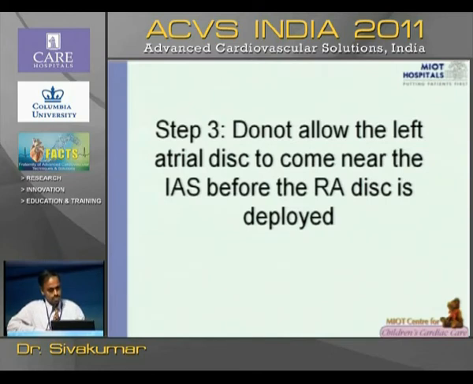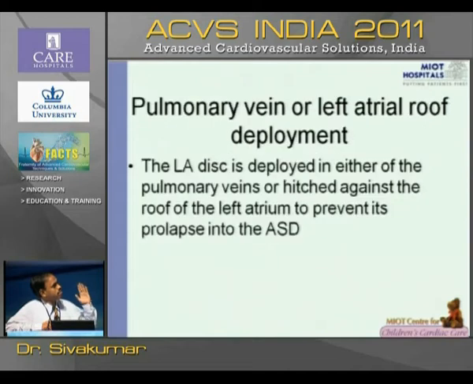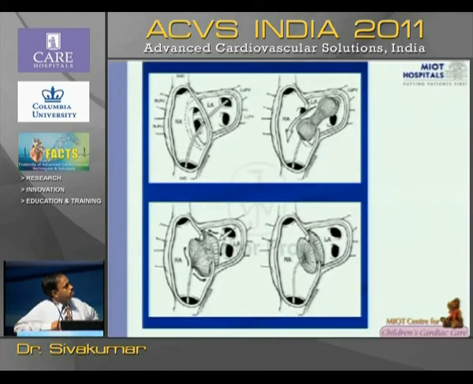So what were the strategies? Either deploy it within the pulmonary veins or deploy it far high in the left atrial roof, so that the left atrial disc is deployed in either of the pulmonary veins or hitched against the roof of the left atrium, and it prevents its contact with the intra-atrial septum. So the strategy goes like this: you enter into the left atrium and deploy the left atrial disc as a ball within the left atrium, and release the right atrium and allow the left atrial disc to pop back.